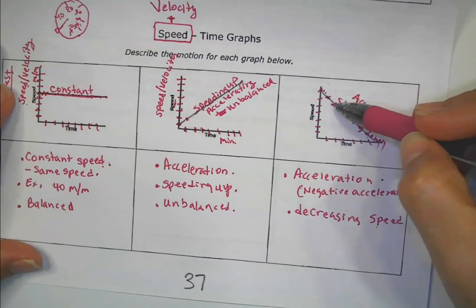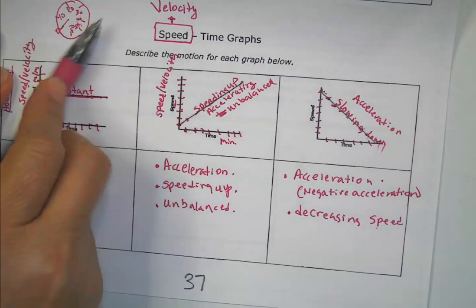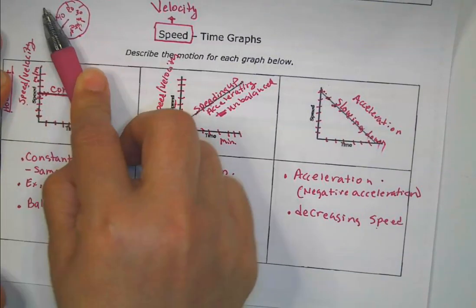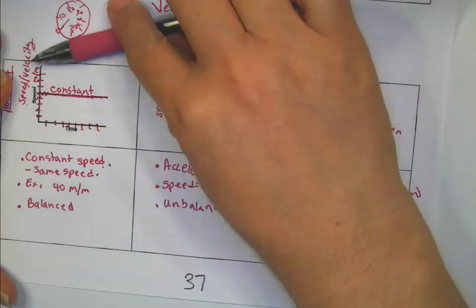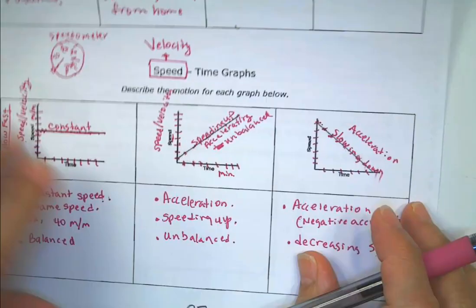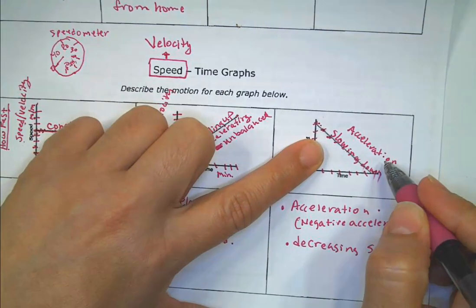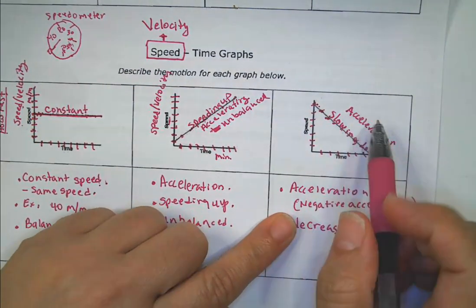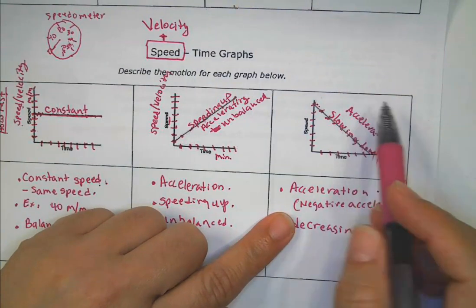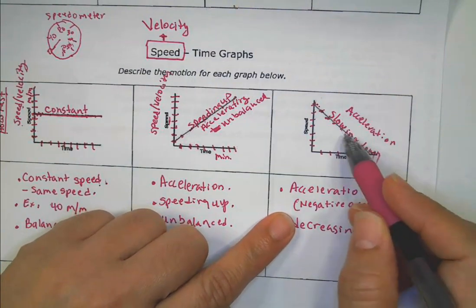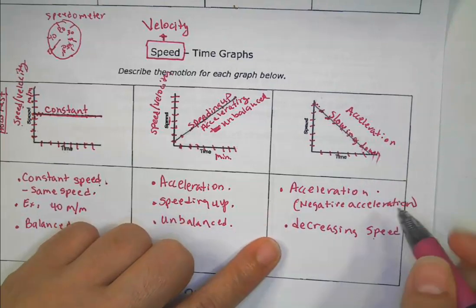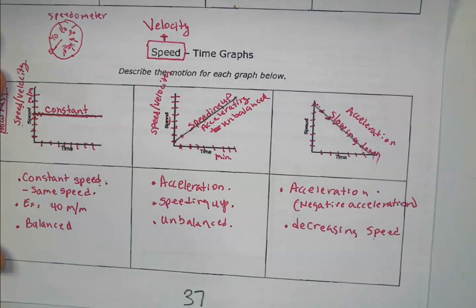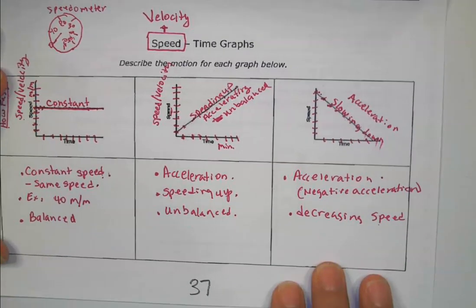A minute later, now the car's going 50. It's like going from 30 to 20 to 10, so my speed is slowing until I get to 0. So the object is slowing down. We call it negative acceleration right here because the speed is decreasing. So speed decreasing. This is what we have on motion graphs.